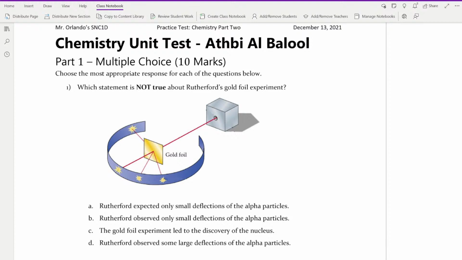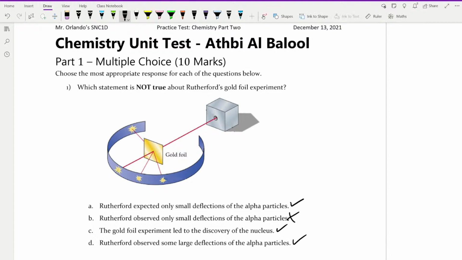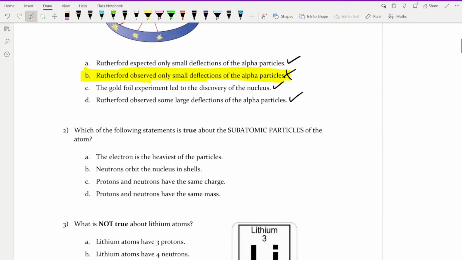So he expected only small deflections, that's true. He observed only small deflections, that's false. It led to the description of the nucleus, that's true. And he saw some really large deflections, that's true. So from that we can determine that this must be the false statement. Here we're looking for false. All right, so that one there is false. Let's go to the next question.